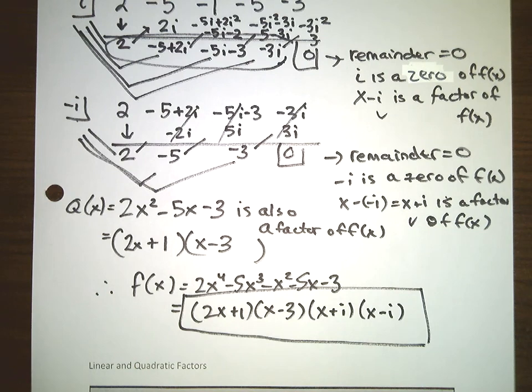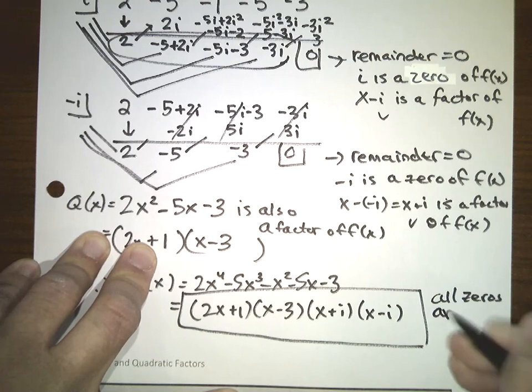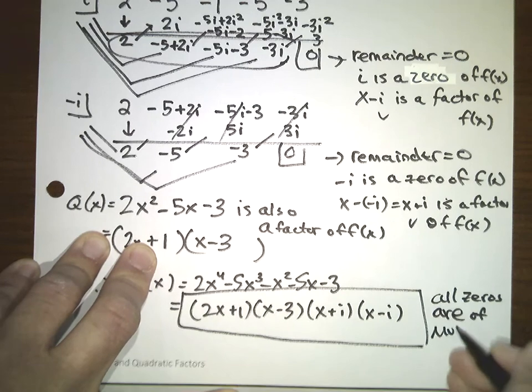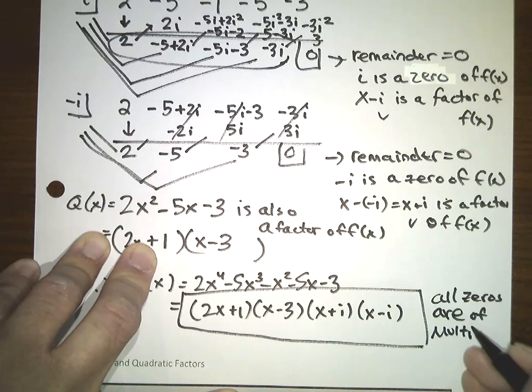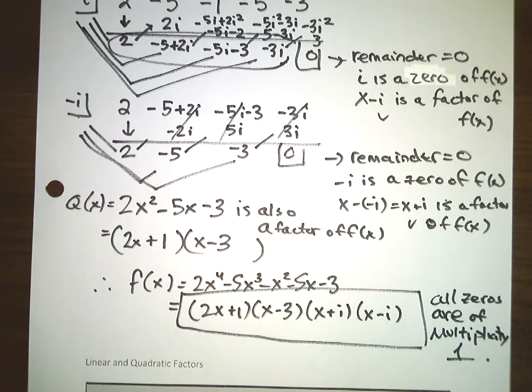And in this case, all the zeros are of just multiplicity 1. So there we go. So that is the end of this section here.